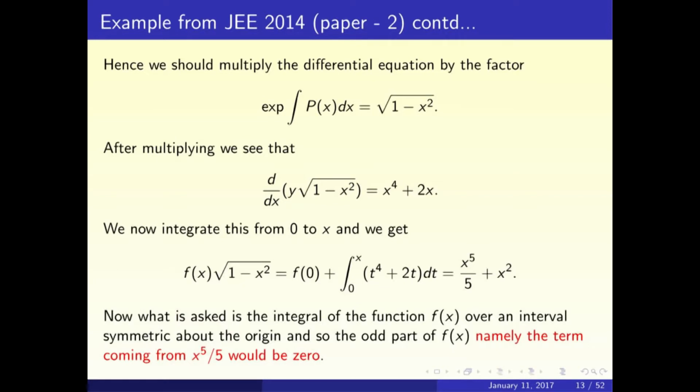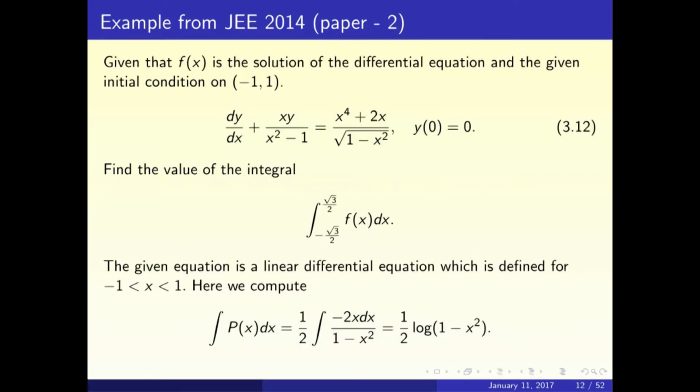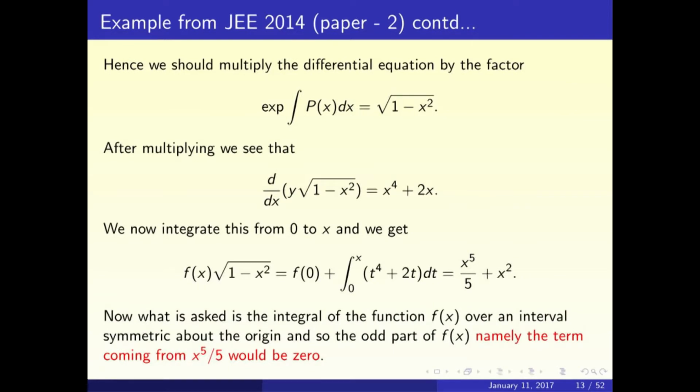We must now multiply the differential equation by square root of 1 minus x squared, and the left hand side, as always, will become an exact derivative. On the right hand side of equation 3.12, the 1 upon root 1 minus x squared will go away because you are multiplying by square root of 1 minus x squared, and you are simply left with x to the power 4 plus 2x.